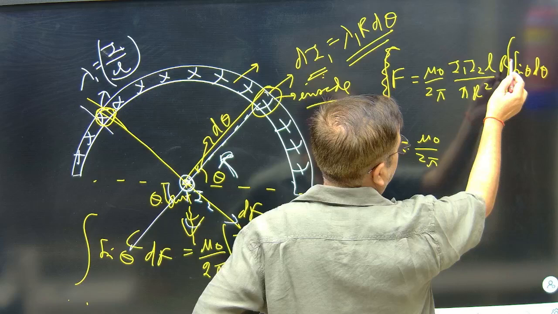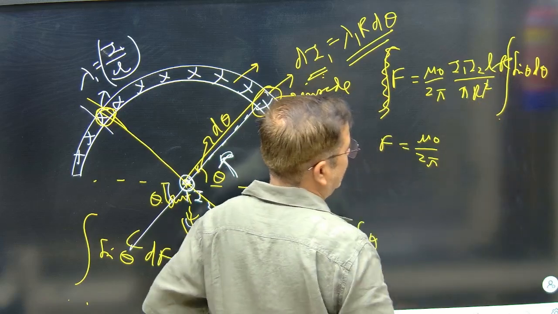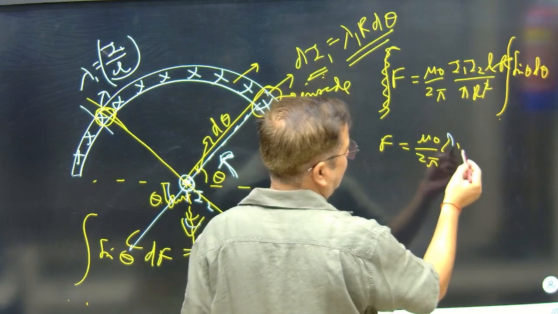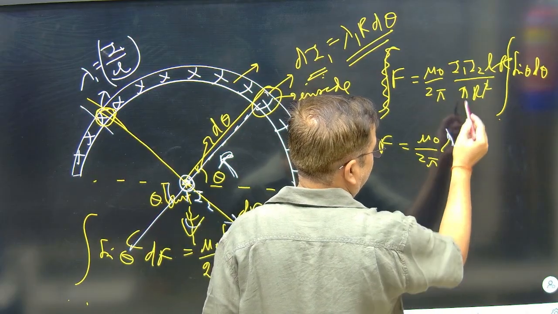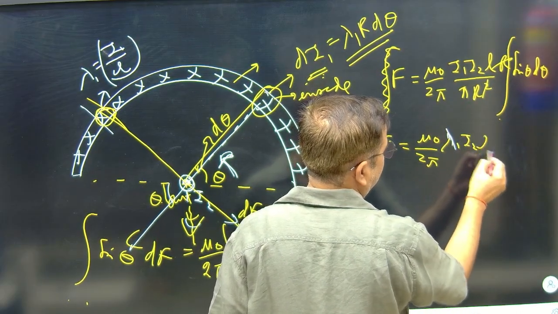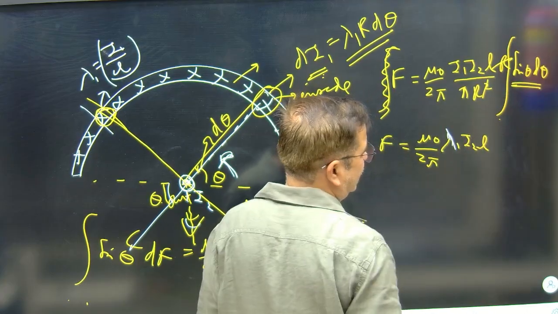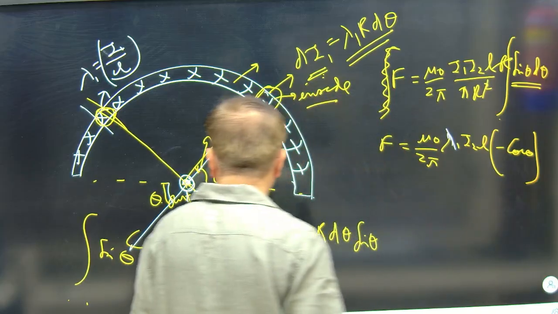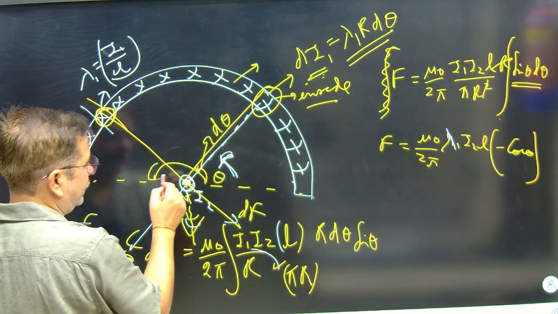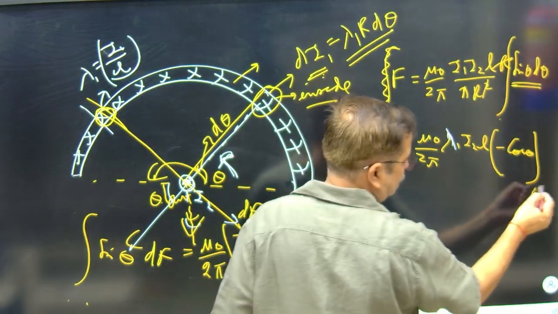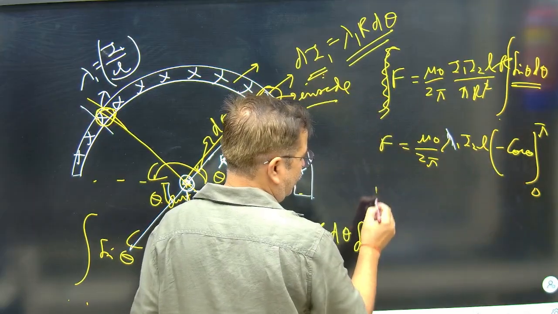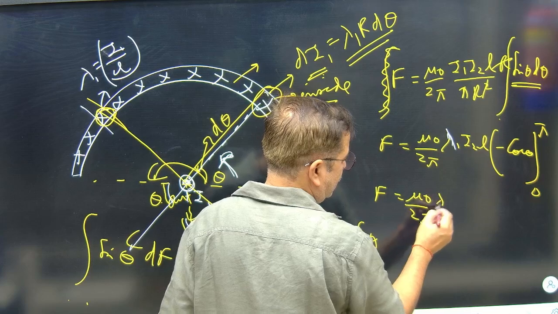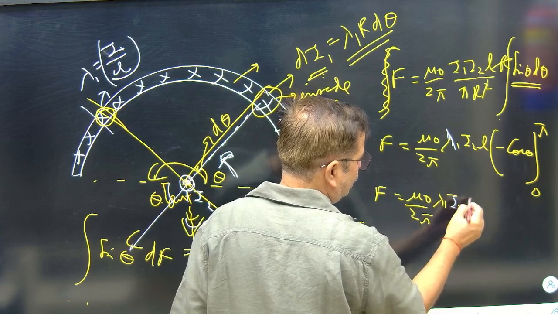अब आप one thing you can see, one of the r is getting cancelled out, I1 by π r is λ1, this λ1 into I2 length L, integration of sin θ dθ is minus cos θ. I'll put the values of θ from 0 to π. We will take it from 0 to π. So this force F is μ0 over 2π λ1 I2 length L.